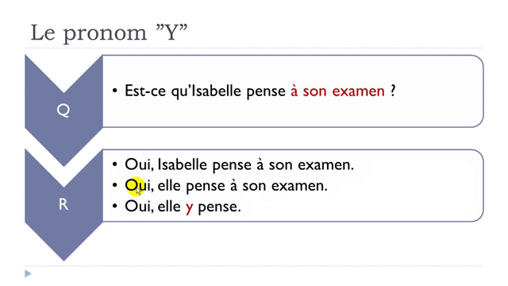Second option, you just don't repeat Isabelle. Oui, elle pense à son examen. Third option, you don't repeat Isabelle, and same thing for à son examen, so oui, elle y pense. Alright, same concept, remember, Y should come before the verb.